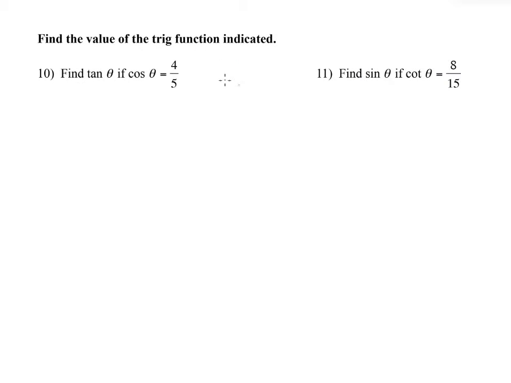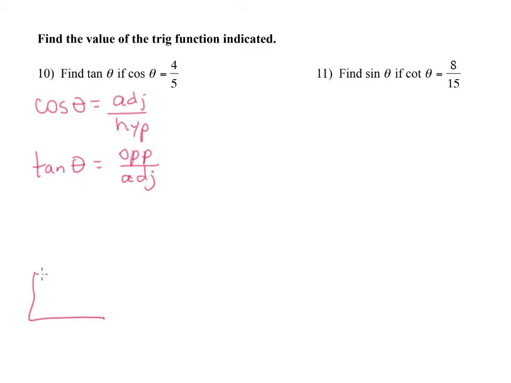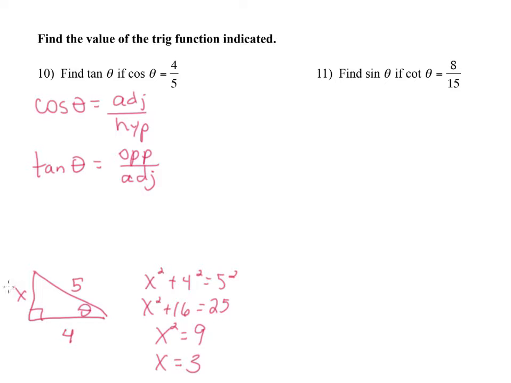In this next section, we're given one trig function and asked to find the other trig function. So I know cosine is adjacent over hypotenuse, and I want to find tangent, which is opposite over adjacent. So I'm missing my opposite side. If I draw a triangle and label one angle theta, and then use this cosine of theta and label my adjacent side 4 and my hypotenuse 5, I'll use the Pythagorean theorem to find the missing side. In this case, my missing side is equal to 3. So that means my opposite side is 3. So when I rewrite tangent of theta, this is going to be 3 over my adjacent side of 4.